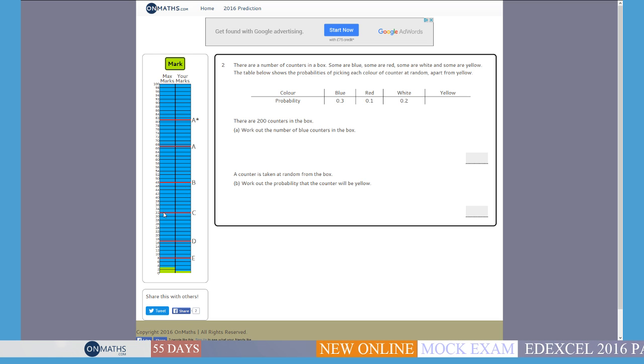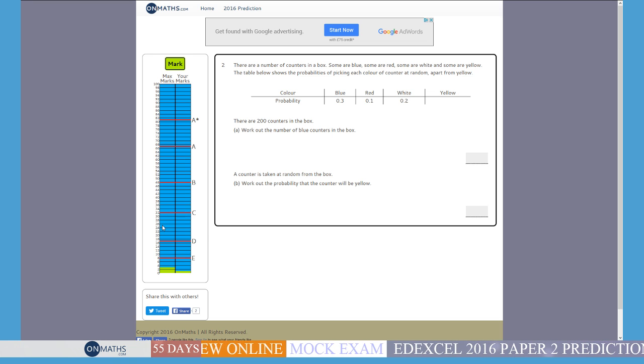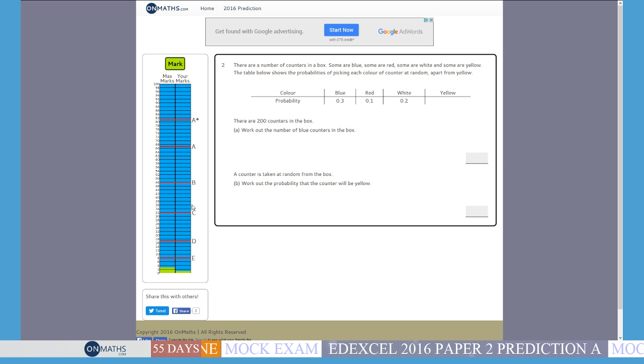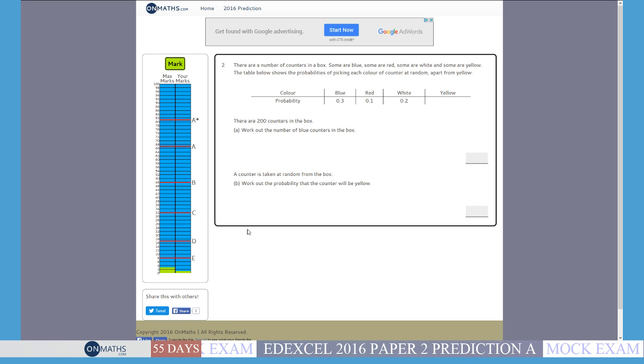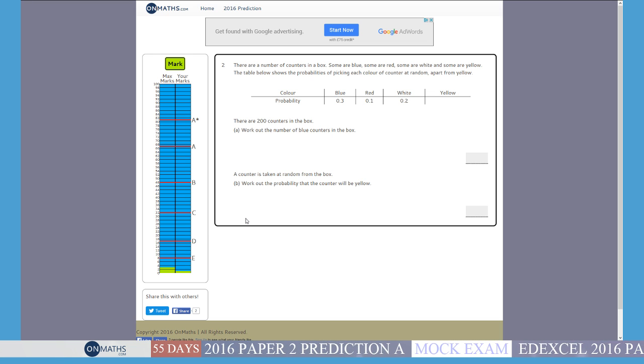Now these grade boundaries are estimates. I'm going to do another video on this, but there's generally a 10% variance in each of the grades. So a C grade can be anywhere between 25% and 35% roughly. So it's quite a difficult thing to predict, and actually it's not until after you've done the exam that the exam boards come up with the grade boundaries. So it's absolutely impossible to know before we get started.